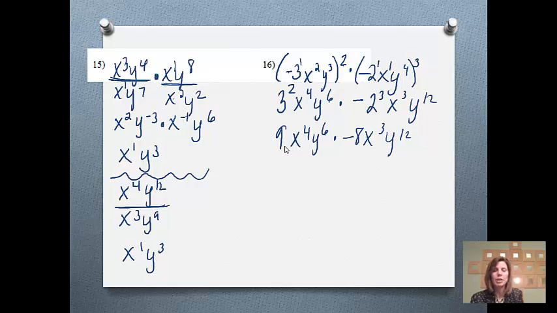Right, now from here, you're going to multiply the normal numbers. So 9 times negative 8 will be negative 72. And then we get to add our exponents. So we'll get x to the 7, y to the 18th. And then that would be my answer. So hopefully now you're able to simplify expressions using all sorts of exponent rules.